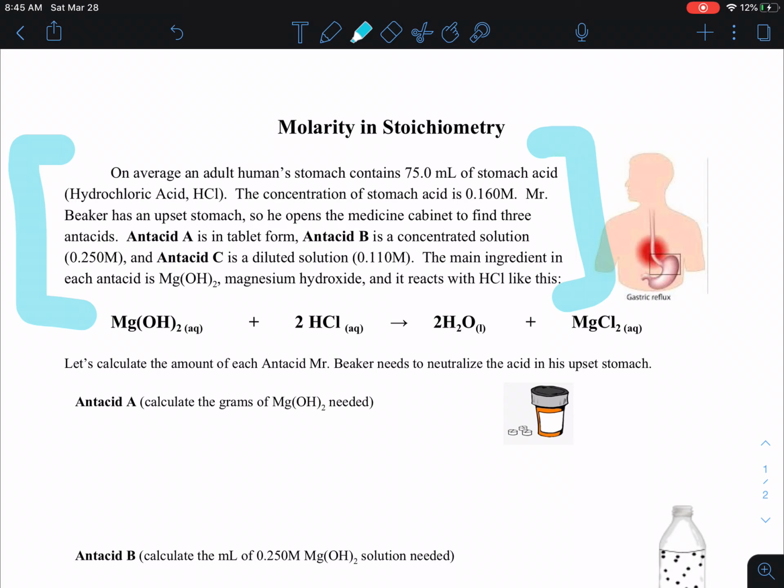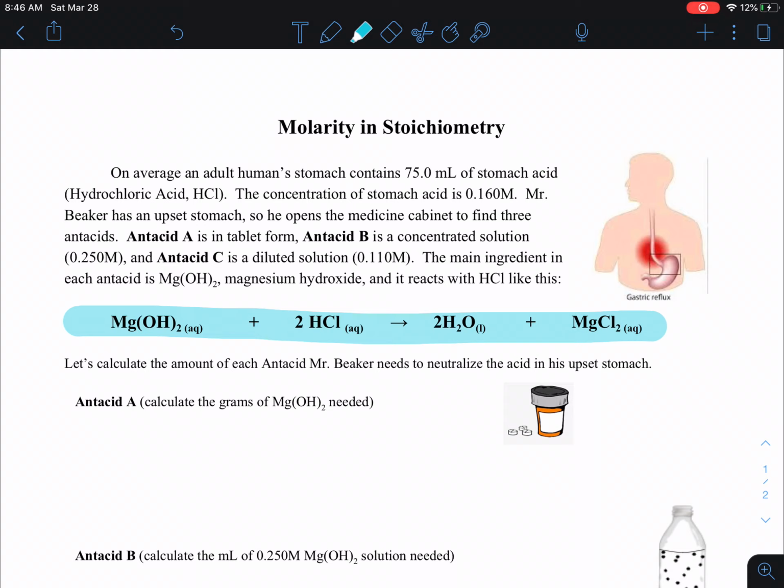Antacid A is in tablet form. Antacid B is a concentrated solution, 0.25 molar, and antacid C is a diluted solution, 0.11 molar. The main ingredient in each antacid is magnesium hydroxide, and it reacts with hydrochloric acid like this. So now we'll shift our attention down here, and we have the magnesium hydroxide plus 2 hydrochloric acid makes 2 waters and magnesium chloride.